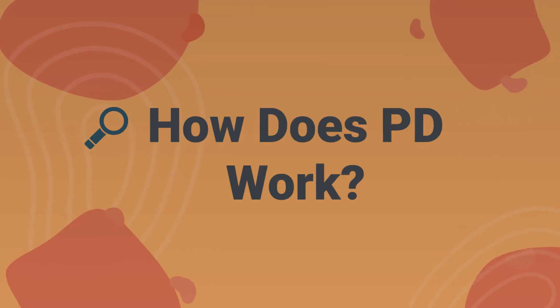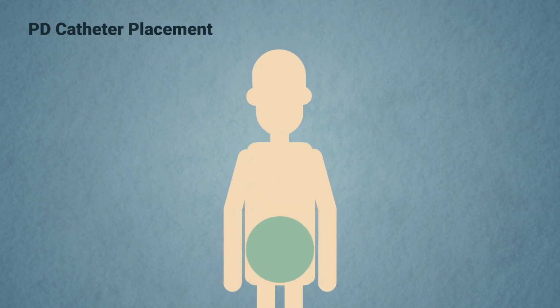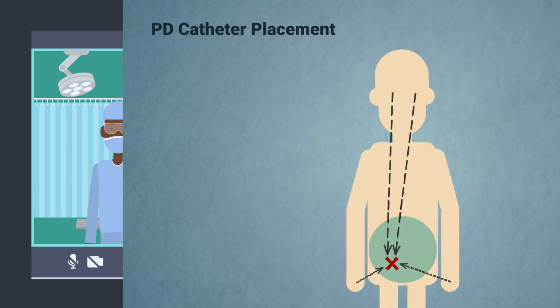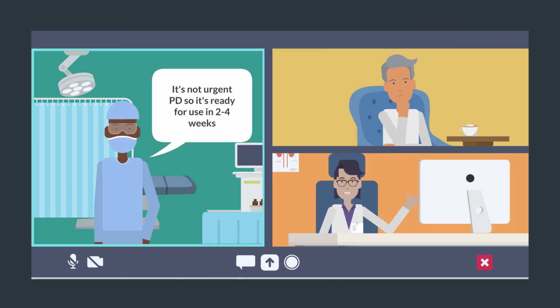How does PD work? To start, one needs a PD catheter, which is surgically placed, usually in the abdominal area. Ideally, the catheter placement should be where one can easily reach and see the catheter. Once the catheter is ready for use, you are prepared for PD.